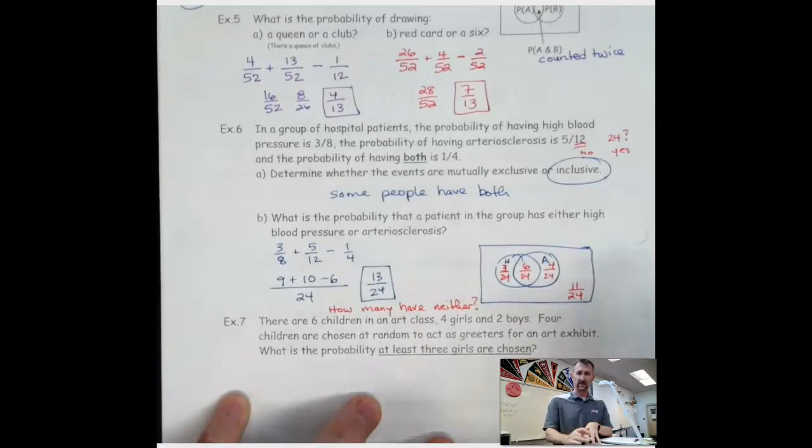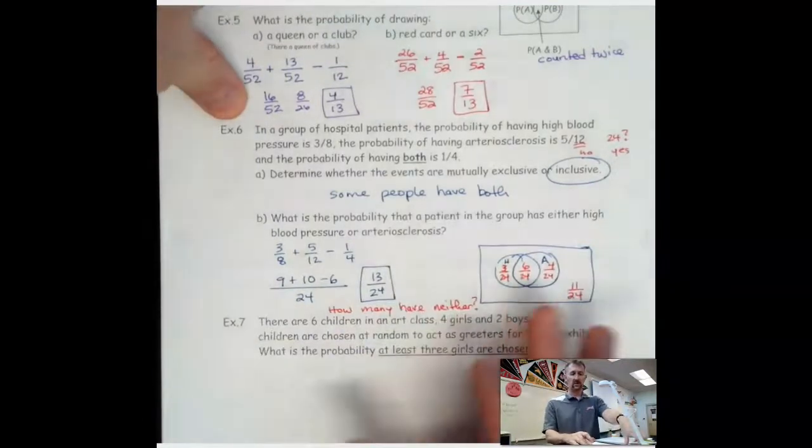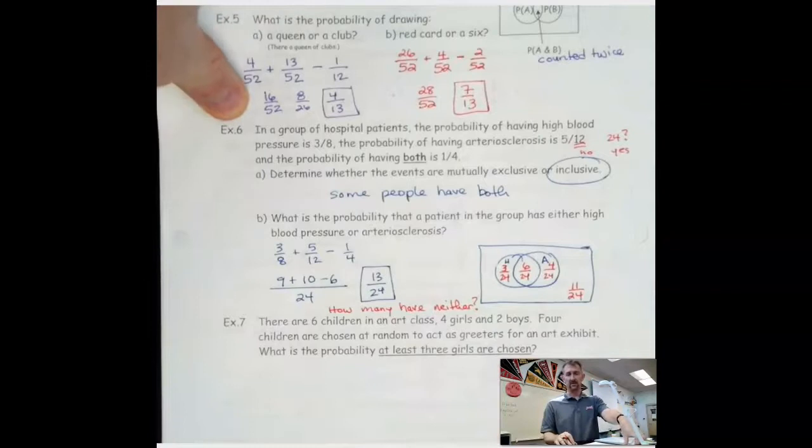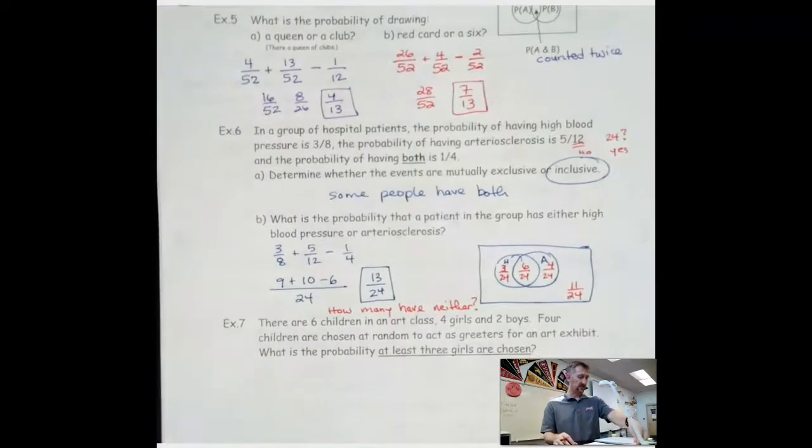It's just another way to look at it, to organize the information. So that's the answer to that question, would be 11 out of 24. And you could probably do that without a Venn diagram, but just saying, that might be helpful.